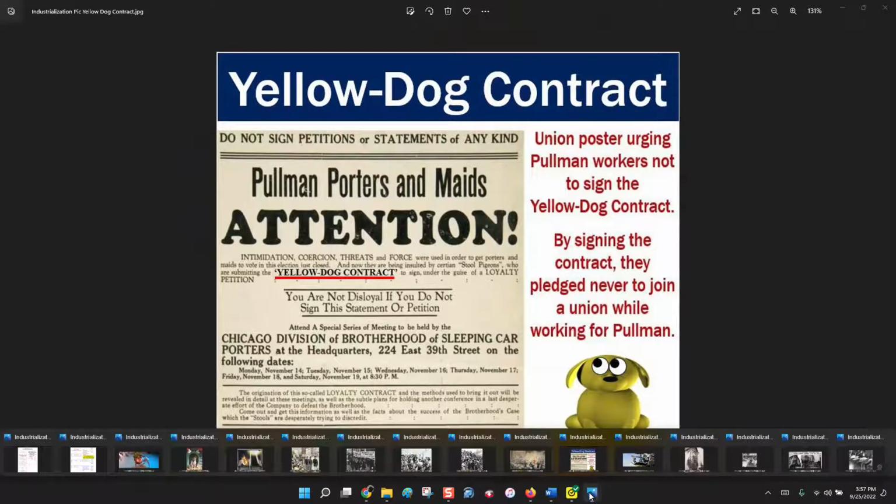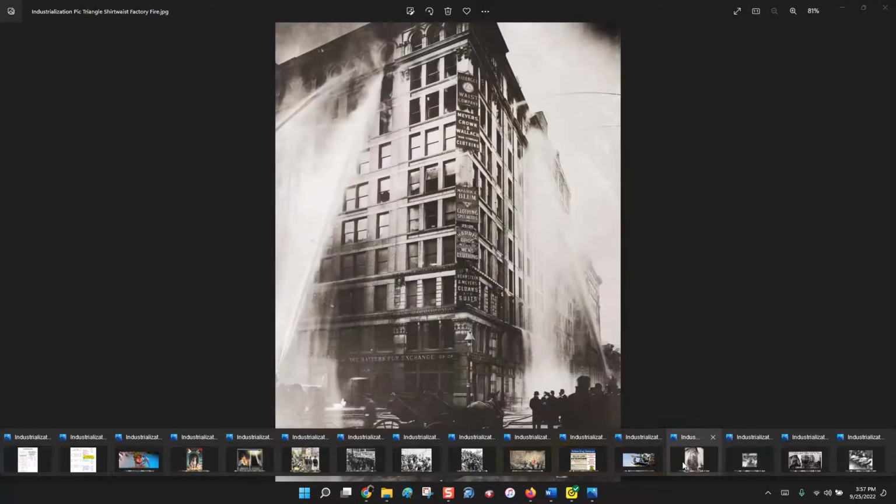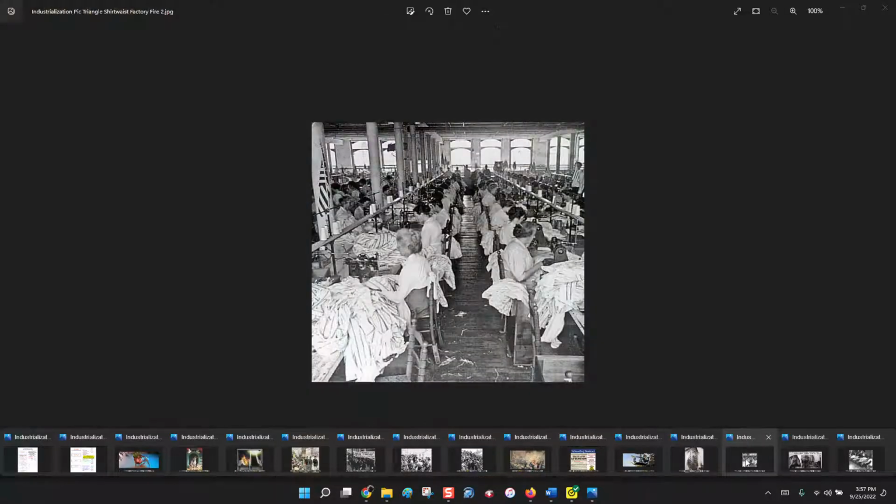But back to the Triangle Shirtwaist factory. So this is the building where it happened, and they were on the eighth floor, I believe, of that building. And this is what the inside looked like, super tight and very crowded, and a fire will start.